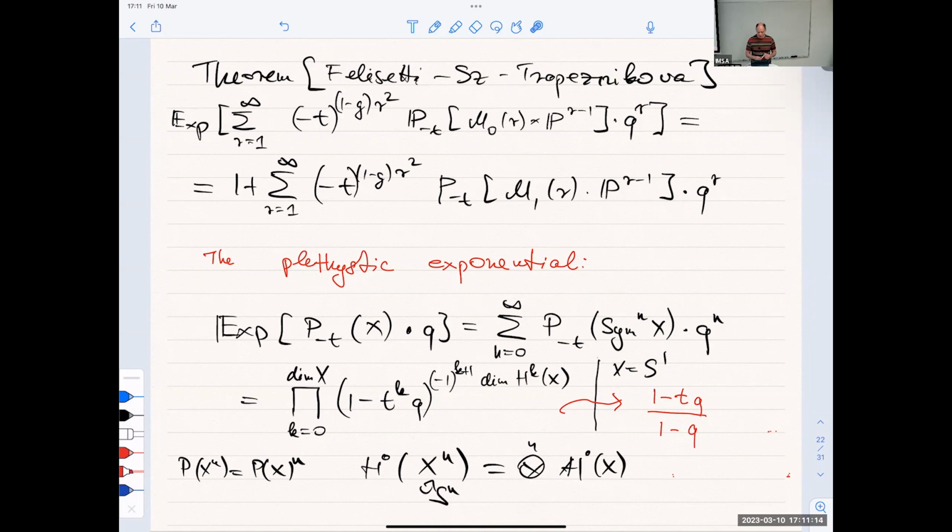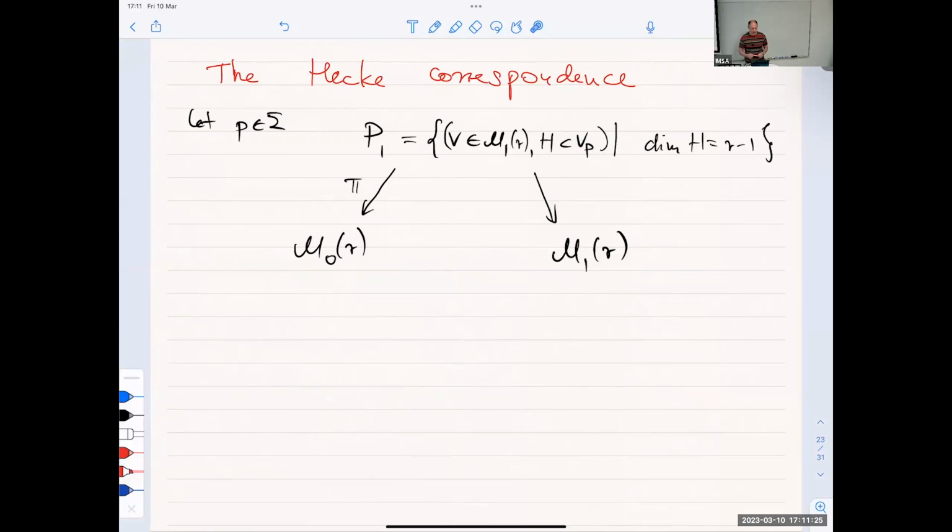It's a little difficult to explain why it's called the Hecke correspondence, but it's related to the Hecke operators in modular forms, but it's a geometric version. So that's the Hecke correspondence. Okay, so now I'm explaining the geometry behind the formula.